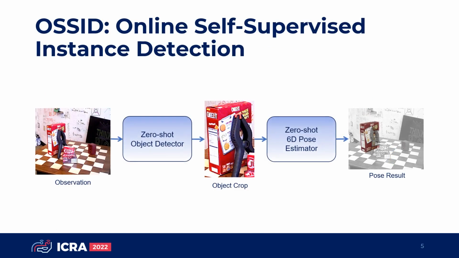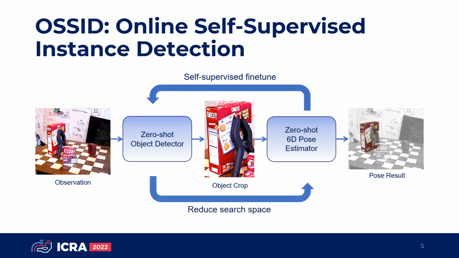In OSSID, we propose an online and self-supervised instance detection framework. Our work is built on prior zero-shot object detection and pose estimation work. We use the zero-shot pose estimates to fine-tune a detector in a zero-shot fashion, and in turn, the object detector reduces the pose search space and makes pose estimation significantly faster and more accurate. Please note that OSSID can work with unseen objects without manual labeling. More detailed pipeline is as follows.